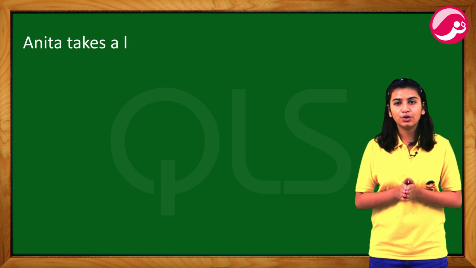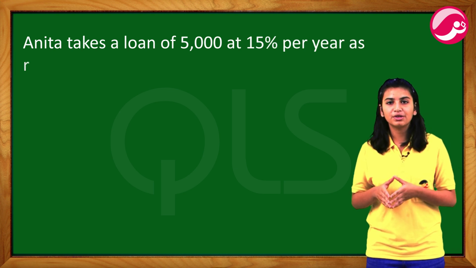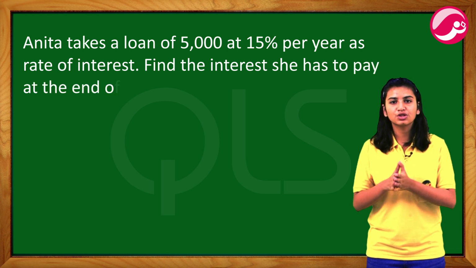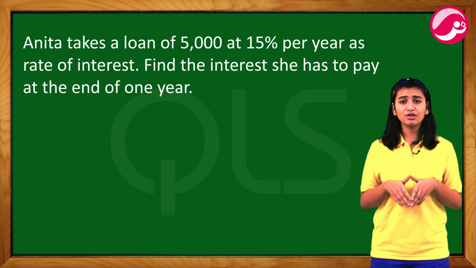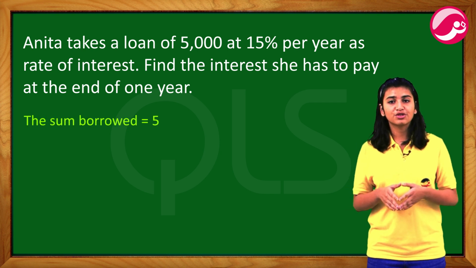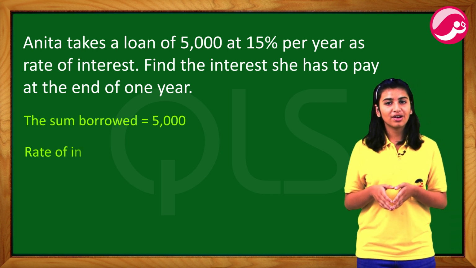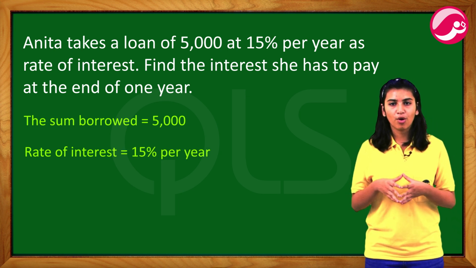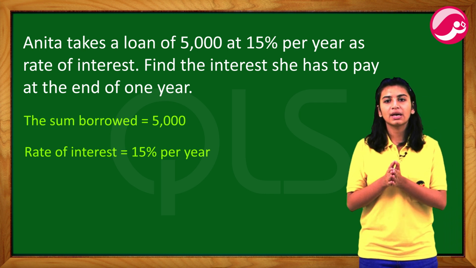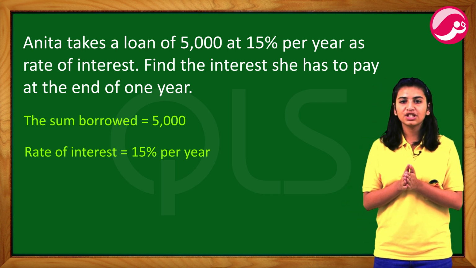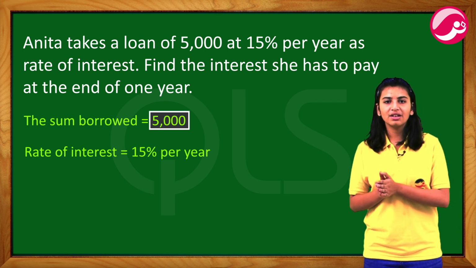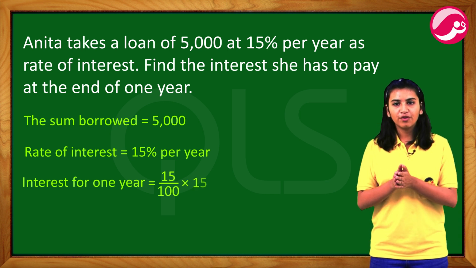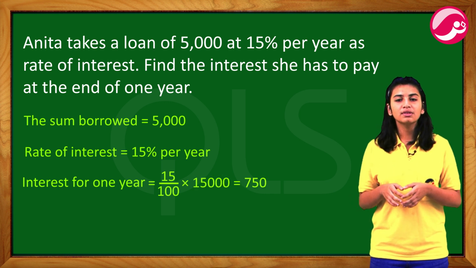Example: Anita takes a loan of rupees 5,000 at 15% per year as the rate of interest. Find the interest she has to pay at the end of the year. Solution: the sum borrowed is equal to rupees 5,000. Rate of interest is 15% per year. It means if rupees 100 is borrowed, she has to pay 15 rupees interest every year. If she has borrowed rupees 5,000, then the interest she will have to pay will be 15 upon 100 into 5,000. That is equal to 750.